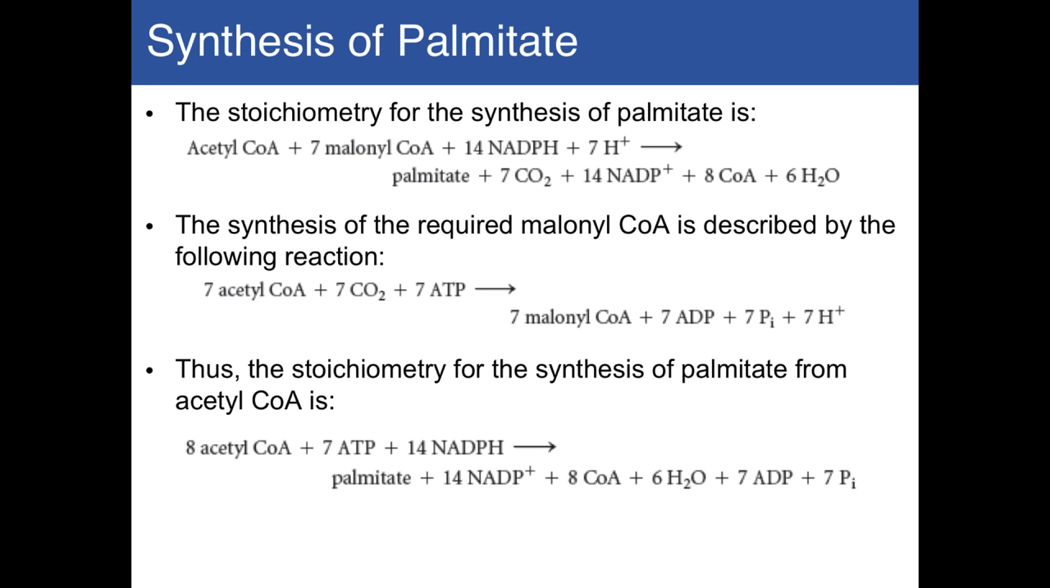So, the synthesis of palmitate. We're going to take acetyl-CoA, 7 malonyl-CoA, and 14 NADPH, and we're going to generate a palmitate, which is a C what? How many carbons are in palmitate? 16, right? Plus 7 carbon dioxide, 14 oxidized NADP, 8 CoAs, and 6 molecules of water. So you can go through and adjust the stoichiometry and see how much. Basically, we're using quite a bit of ATP in the whole reaction.